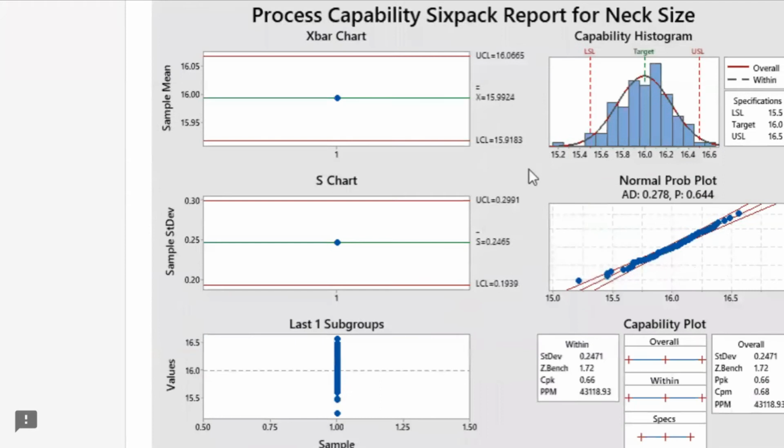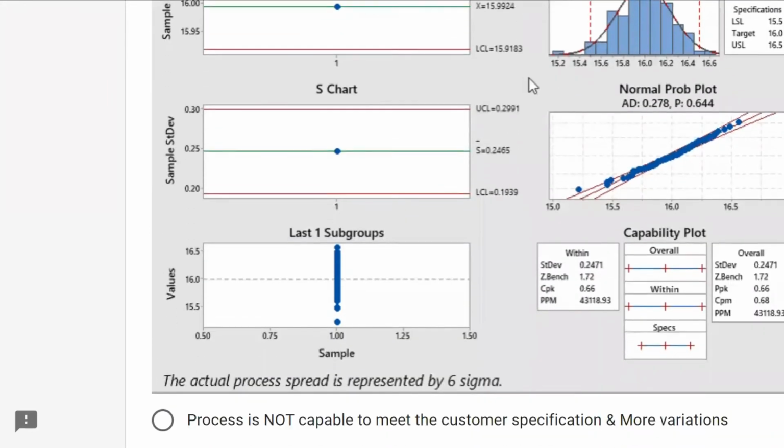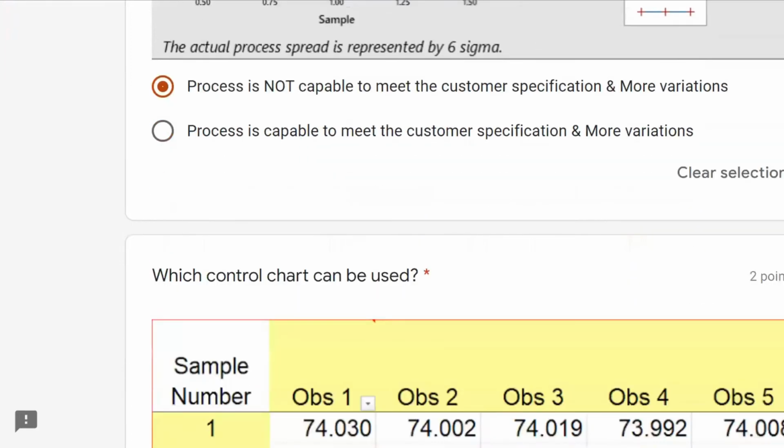And process capability, this is one example. In this one, we need to tell whether the process is within the spec limit or not. We can see this is the spec, but we are using this as the limit. You can also see 0.66, which is equal to 2 sigma. Z bench equals 1.72, that is 1.72 sigma. The process is not capable. Minimum we need to have 1.33, or 1.67 for automotive. So the process is not capable of meeting the requirement, and more variations may occur.